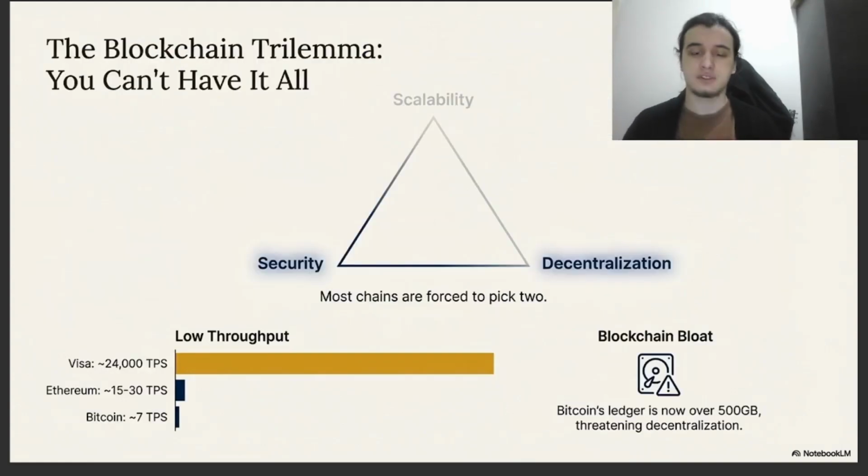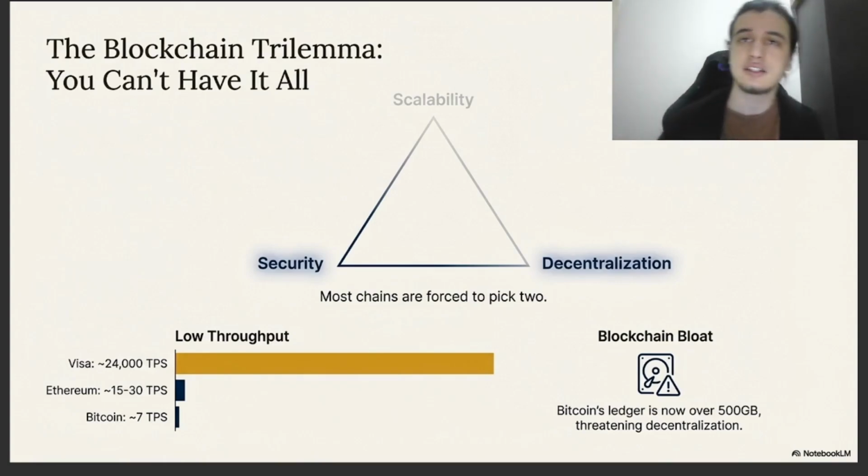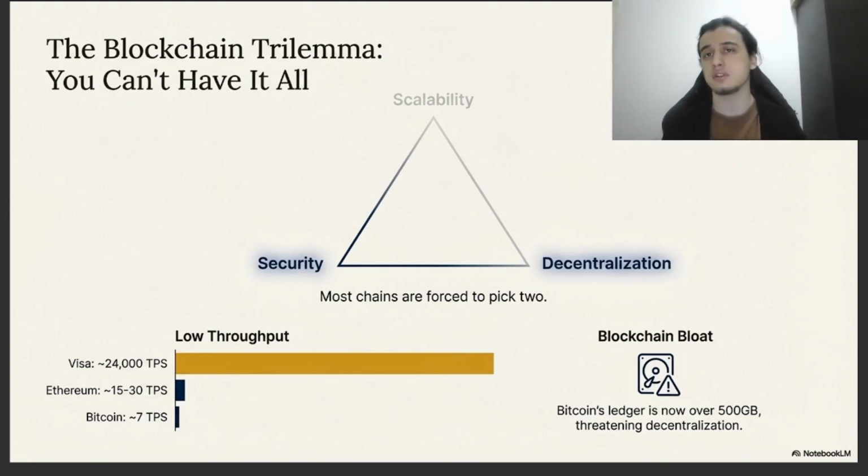Let's start with the blockchain trilemma. At the core of blockchain engineering is the scalability trilemma. A network generally struggles to be secure, decentralized, and scalable at the same time. While Visa handles 24,000 transactions per second, Bitcoin is limited to 7 and Ethereum to 15 to 30. This leads to low throughput and blockchain bloat, with Bitcoin's ledger now exceeding 500 gigabytes.